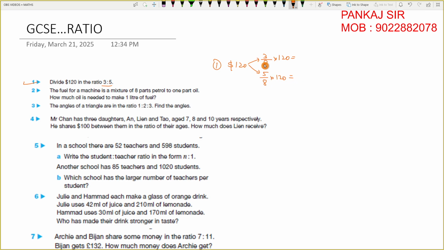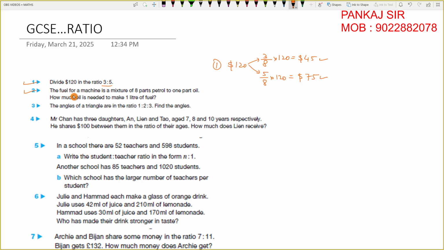If you work out 3 over 8 times 120, you should get $45. This is one part of that $120. And if you work out 5 over 8 times 120, you should get $75, right? So the two parts of this $120 should be $45 and $75. Let us go to question number 2.